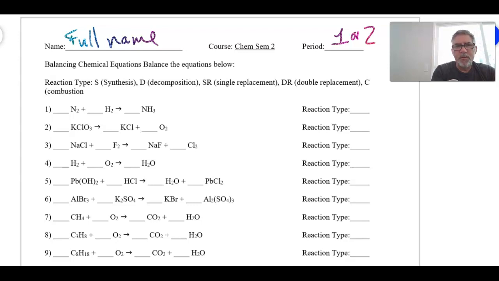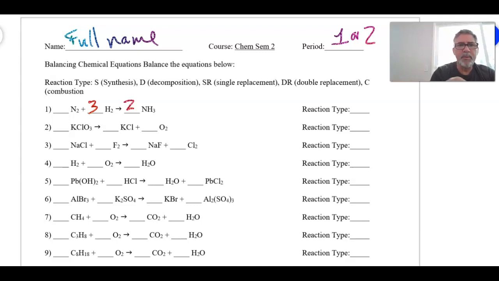If we look at the first one, nitrogen and hydrogen make ammonia, or nitrogen trihydride, you would pronounce that. We'll just go atom by atom. I have 2 nitrogens, I have 1, so I can add a 2 there. Now I have 2 times 3, I have 6 hydrogens, I can add a 3 there. Now it's balanced. You don't have to put a 1 here. Generally in chemistry, we don't write 1s if we don't have to. So we'll just leave it blank, and that's fine.